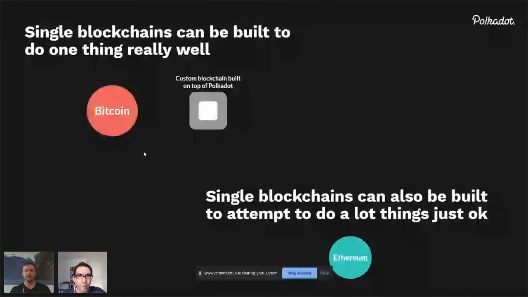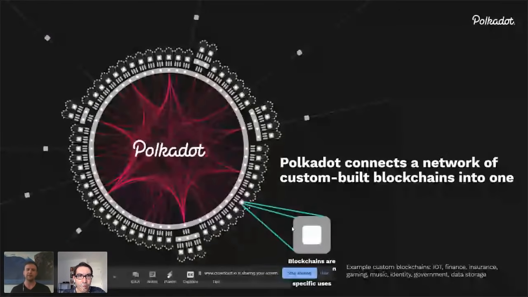So that same blockchain that I showed on the previous slide, Polkadot, as you can see, is made up of many of these different custom blockchains along this ring here, this relay chain as we call it. Polkadot connects a network of many of these custom-built blockchains into one cohesive, living and breathing organism. As I mentioned before, these custom blockchains can be built for specific use cases.